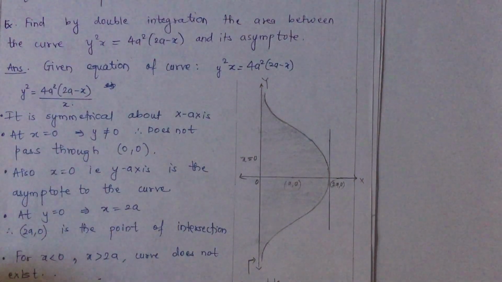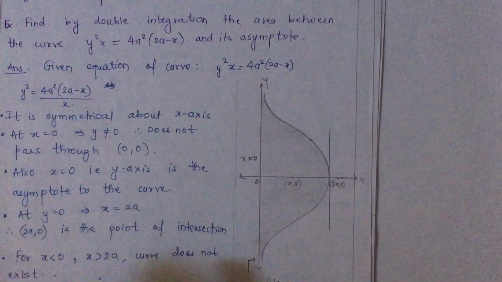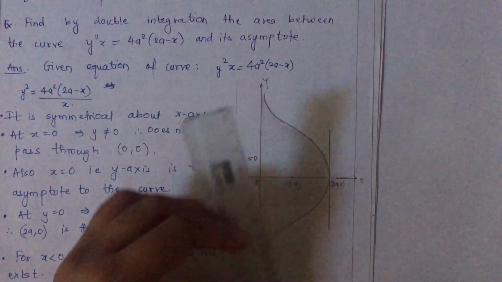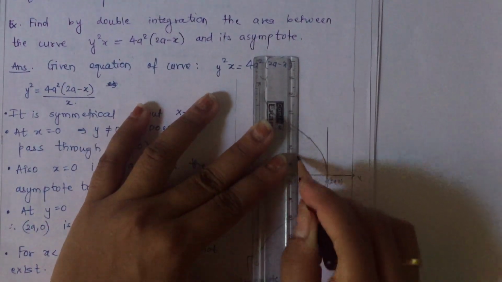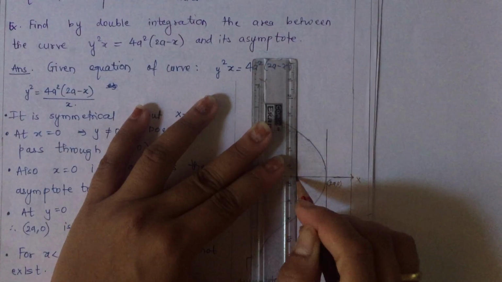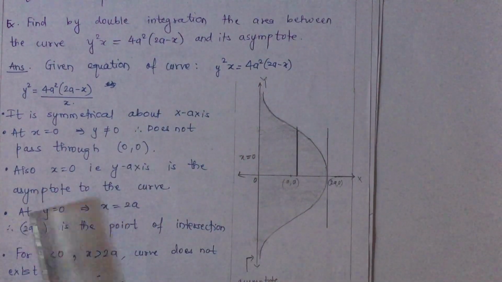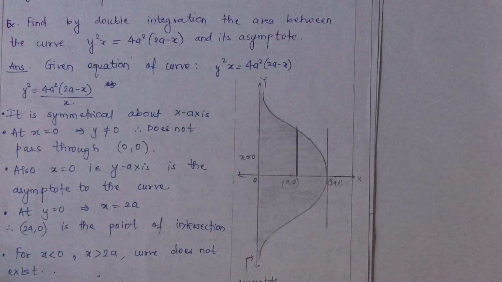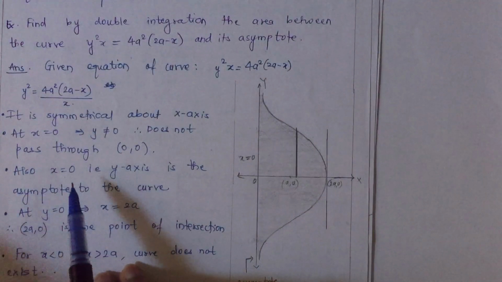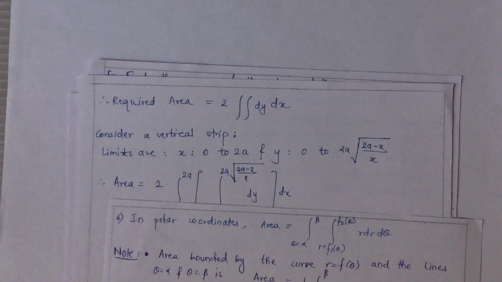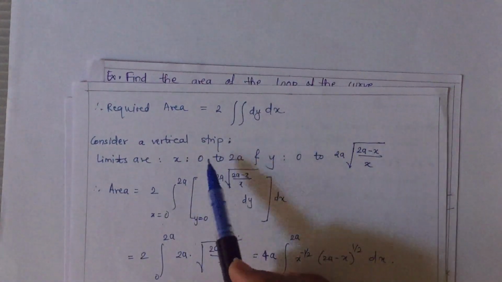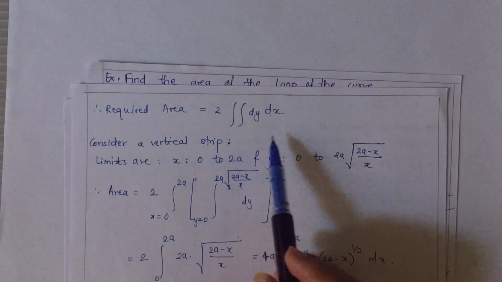Since it is symmetrical about the x-axis, we will consider a strip in one part. We will find the area for the half part, and if you multiply it by 2, that will give you the whole region. So how will you define the area? Area will be 2 times double integral dy dx.